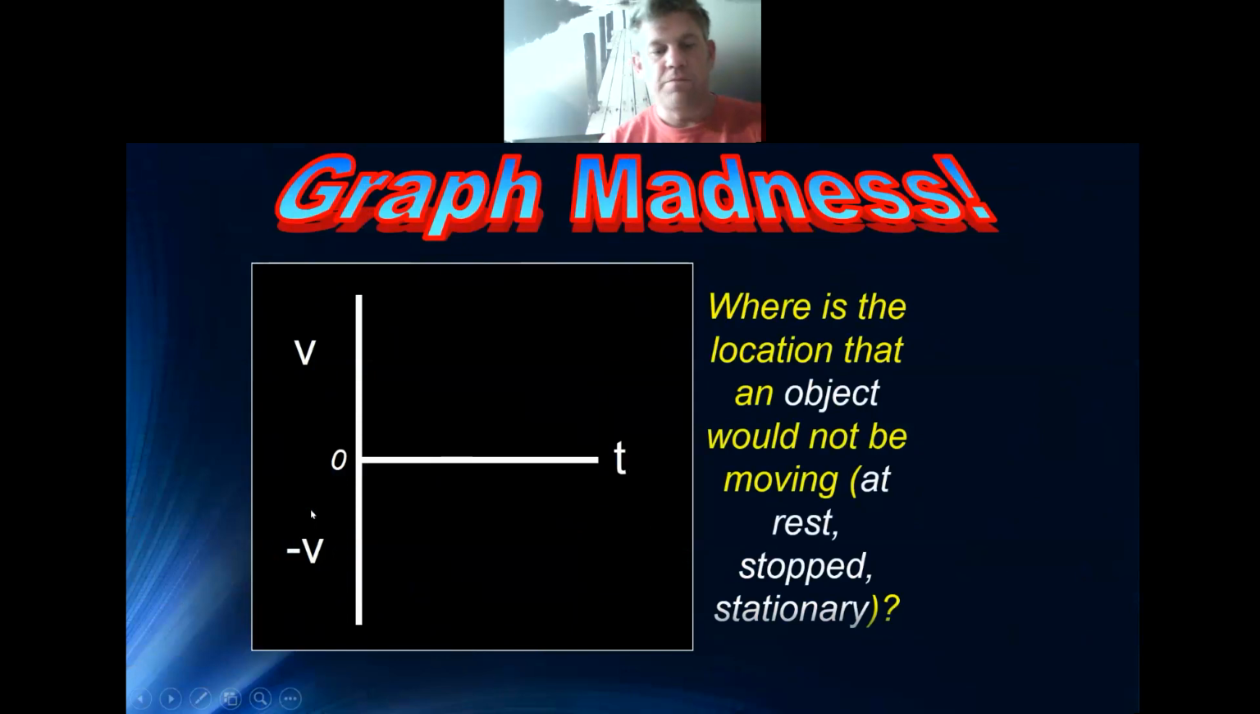All right, so we asked the first question here. Where's the location that an object will not be moving? At rest, stopped, stationary. Notice white font there. Okay? So if we want to talk about an object at rest, stopped, stationary, the velocity for those are 0, right? So when we look at this, this should be just along that t-axis there, right? Where velocity is 0.